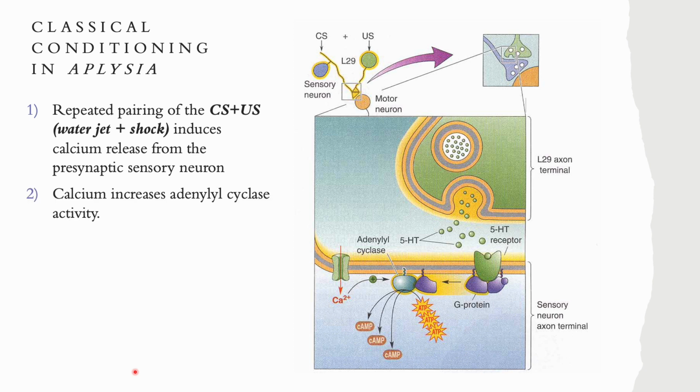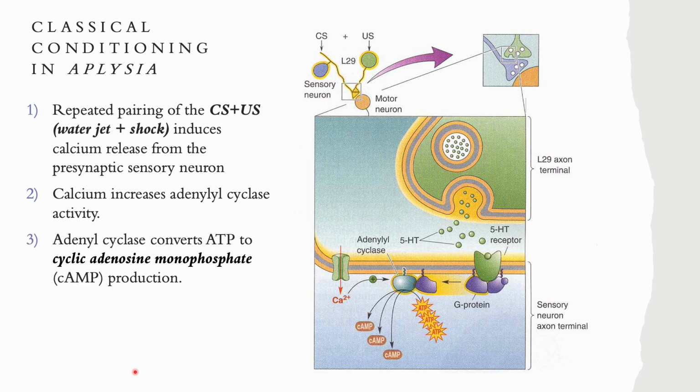It increases adenylyl cyclase activity. Now, adenylyl cyclase, remember, converts adenosine triphosphate, known as ATP, the cell's main energy source, to cyclic adenosine monophosphate, or cAMP. This is a key second messenger that regulates sugar and lipid metabolism, as well as cell growth and differentiation. Ultimately, cAMP increases PKA, which in turn phosphorylates proteins and induces conformational change.